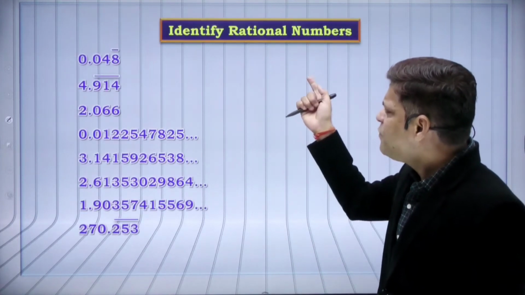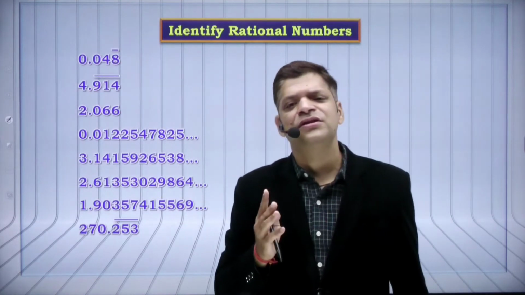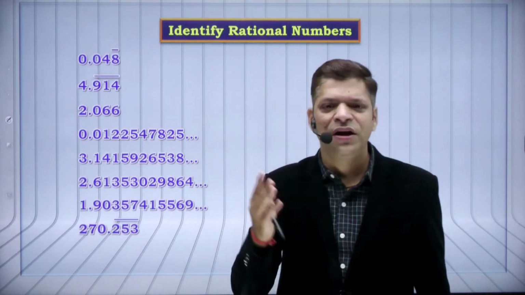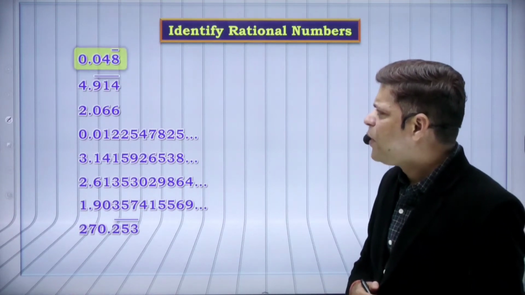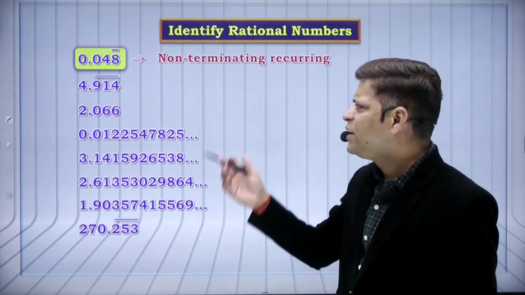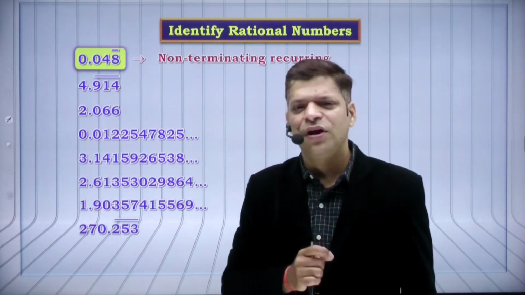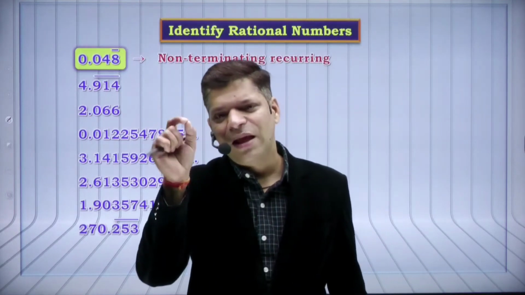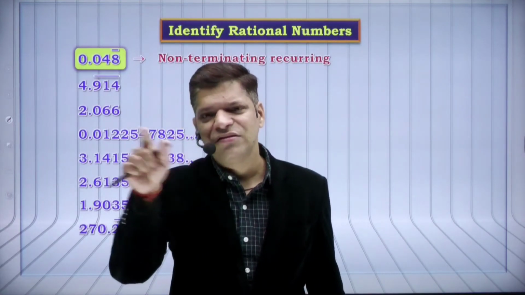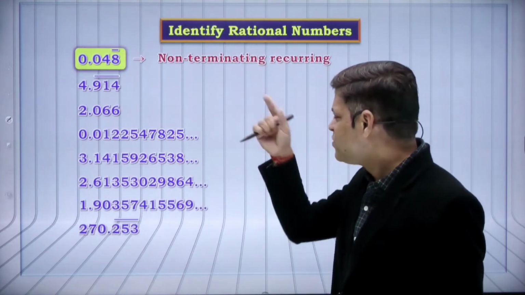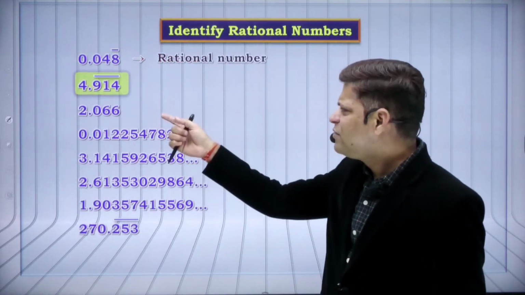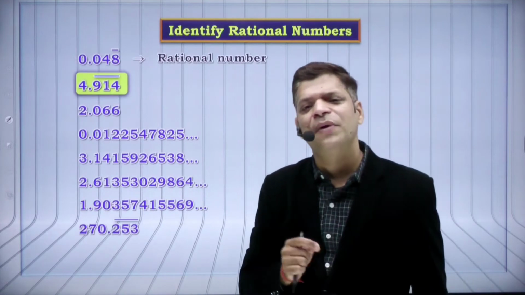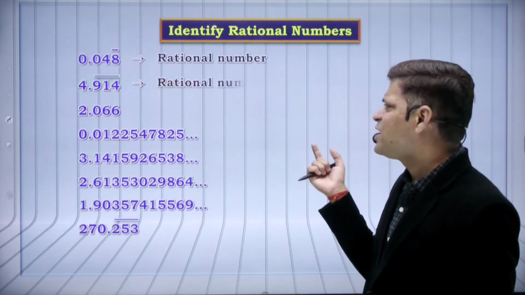So the next one, now we have to identify which rational numbers are terminating and which are non-terminating and recurring. As we can see, the first one, 0.048 bar. Okay, so this is non-terminating recurring, because after the decimal one of the numbers is 8 on which the bar is applied. So the meaning of the bar is that 8 is going to repeat up to infinity. So that's why this is non-terminating and recurring. The second one we can also define very easily, that is 4.914 bar, is also a non-terminating recurring rational number.